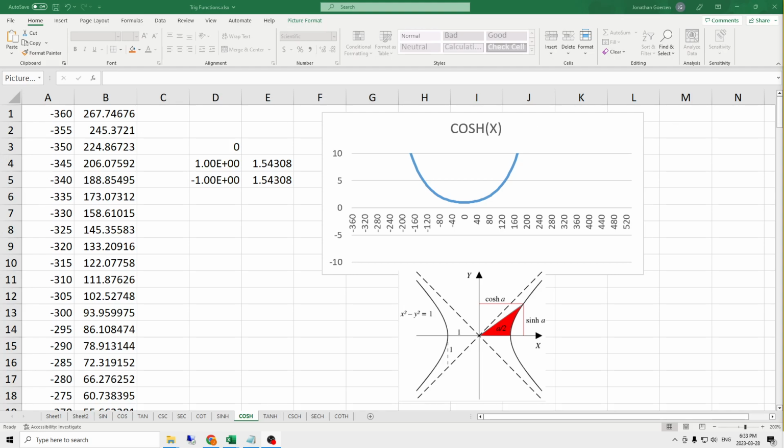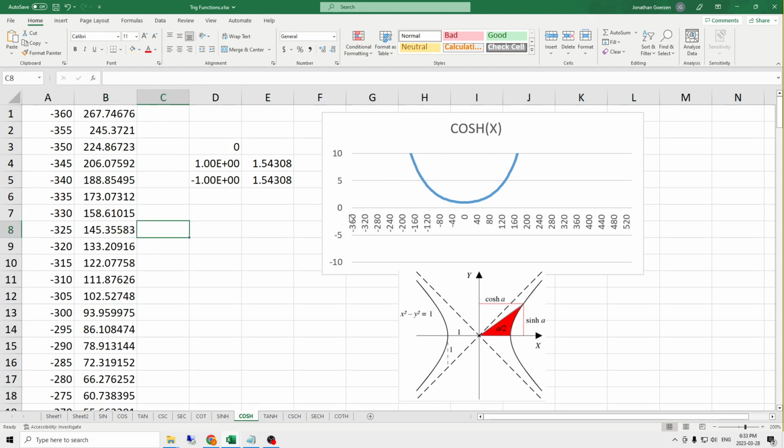The hyperbolic cosine function, or COSH, takes an input argument, a, which is assumed to be in radians, and outputs the hyperbolic cosine. For this example, I've generated a large number of values in degrees, because I think in degrees. And then in column B, I've converted this to radians and then taken the hyperbolic cosine.